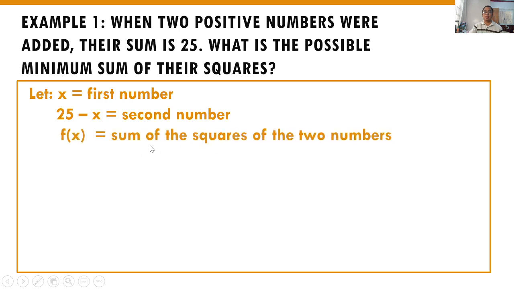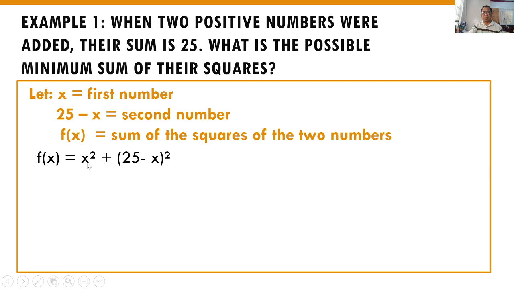And f of x, or this is actually yung y natin, is the sum of the squares of the two numbers. Bakit ko ginawa ng f of x or y? Kasi yung tanong dito, what is the possible minimum sum of their squares? So yun yung f of x. Ang sabi, sum, so mag-add tayo ng squares nila. So you're going to have to square the first number, and then i-add mo yun dun sa square ng second number. I-square mo rin yung second number. Let's put that into our screen.